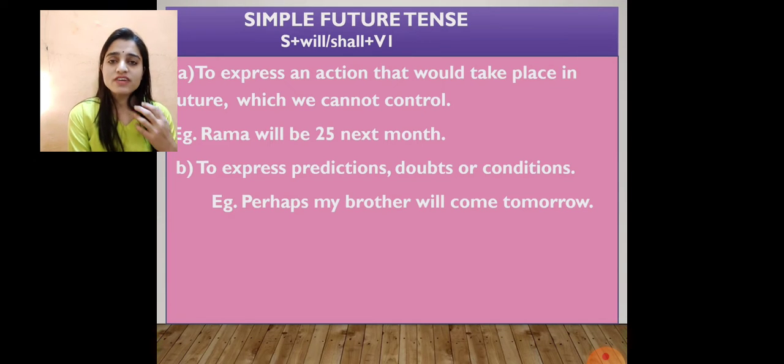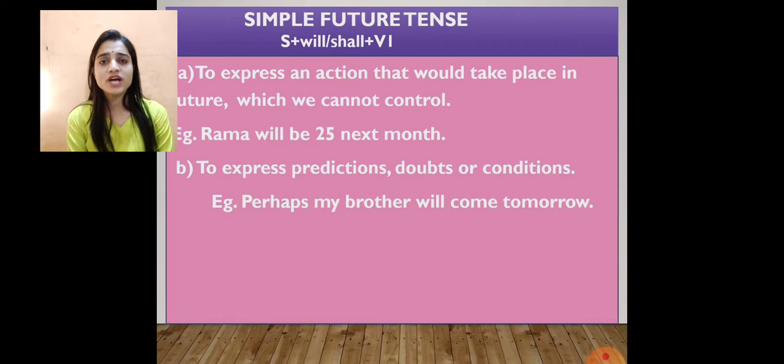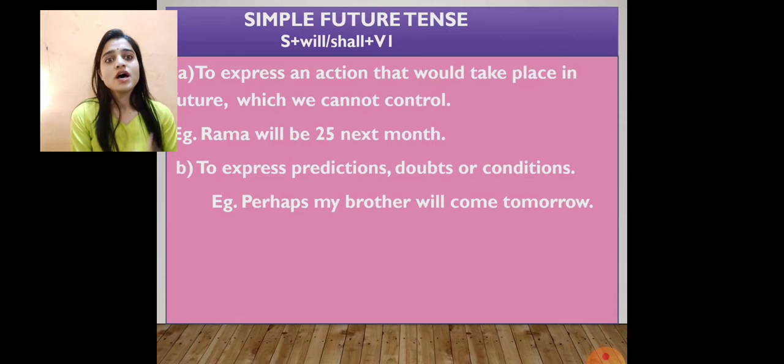Whenever you make any predictions, there you can use the simple future tense, or even you can use modals like may. Like, it may rain tomorrow. You are making predictions based on the weather conditions. So may is the modal we are using here, showing the doubt or the prediction that it might rain tomorrow; there are chances that it may rain tomorrow.